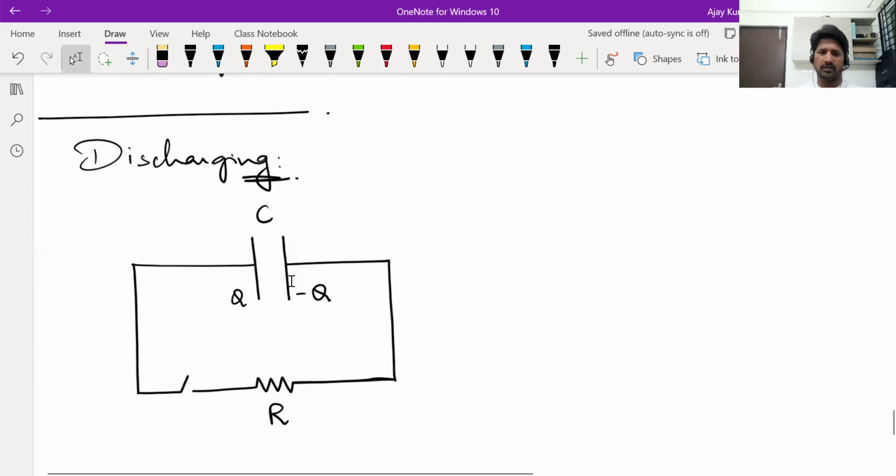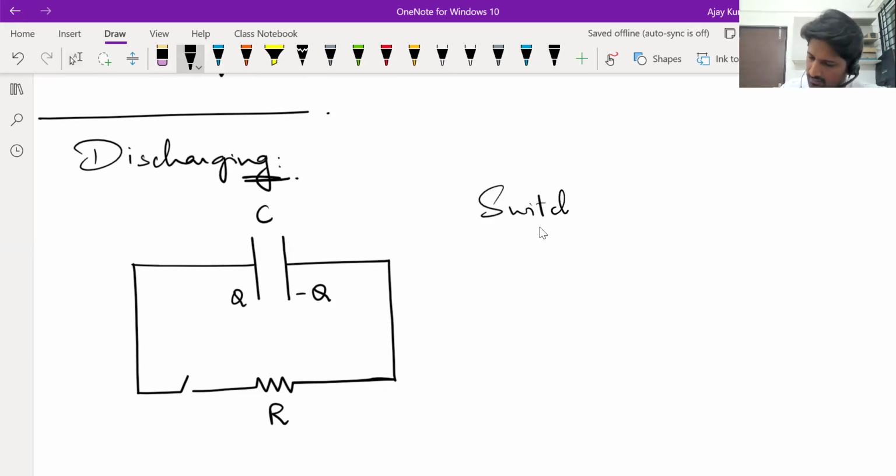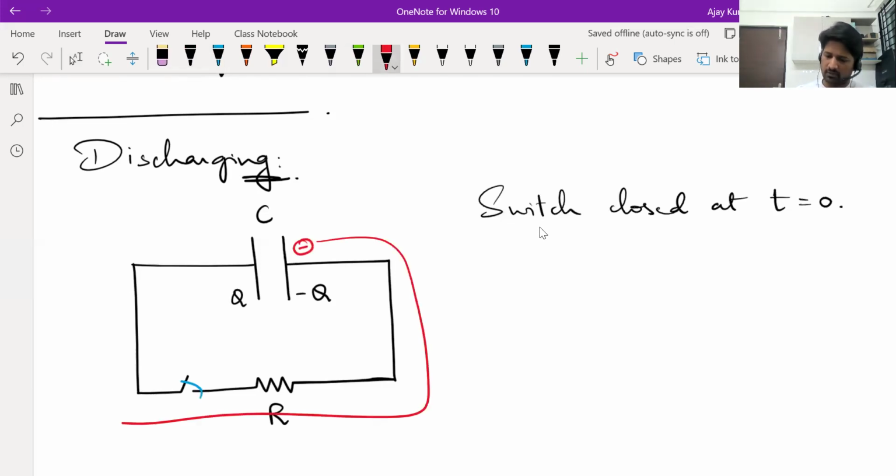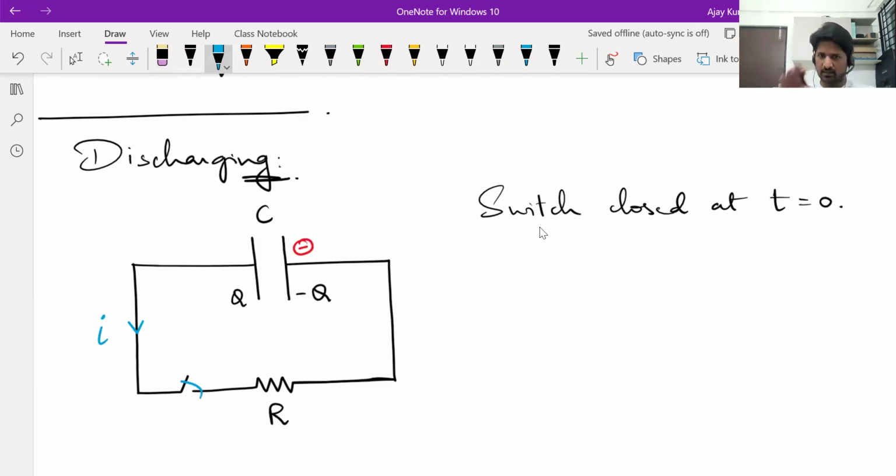That equation is what we want to derive now. So let's say the switch is closed at t equal to 0. Once you close the switch, positive and negative will combine, and you can tell from which side to which side the electrons will go. It's usually the electrons that flow, right? Electrons will move from here to here. It's like electrons are moving clockwise. That means the current will be flowing anti-clockwise. So let's say there's a current I. And since the charges are combining, the charge left on each plate will not be capital Q and minus capital Q anymore. So this will be the situation.